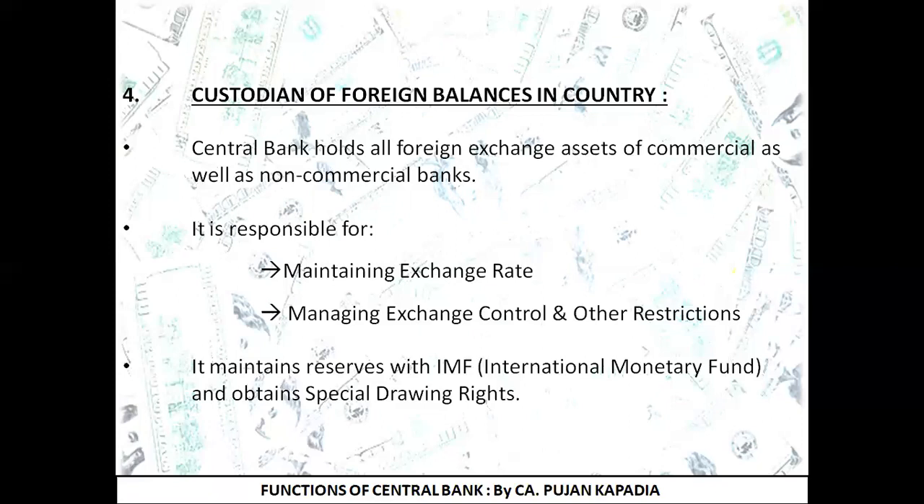So for now, we can just understand that IMF is an institution in which I am supposed to maintain a certain amount in form of foreign exchange. So what I'm doing as the Reserve Bank of India for India is depositing a certain amount as foreign exchange with IMF, against which I'm getting voting power. Special drawing right has a technical meaning, but for now we'll remember it as voting power in that particular institution, that is IMF, as a result of which I am supposed to maintain a certain amount of reserves with IMF. This is all about custodian of foreign balances in the country.